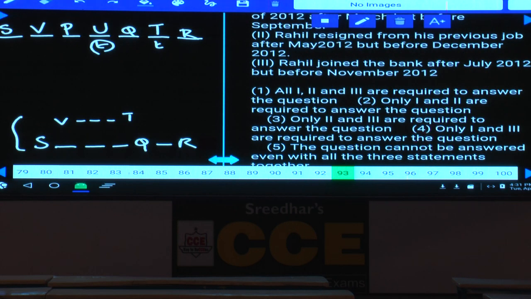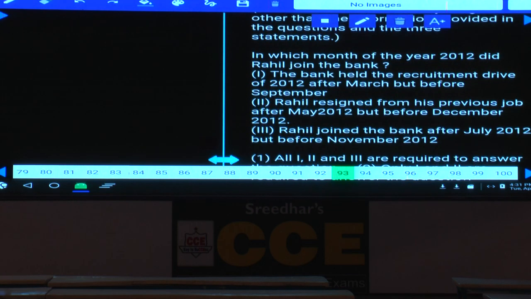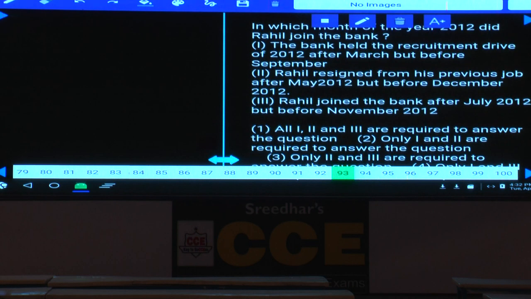92. Then coming to question number 93. Now in this 93, in which month of the year 2012 did Rahil join the bank? Now we need to find out the month in which this Rahil joined the bank. And to that one, tell me what are the choices that are required. Now choice 1 and 2, 1 is the bank held the recruitment drive of 2012 after March but before September. After March, before September, it could be either April, isn't it? May, June, July, June, July and August. And so how many months are there? There are 5 months. The bank held the recruitment drive of 2012 after March but before September, April, May, June, July, August.